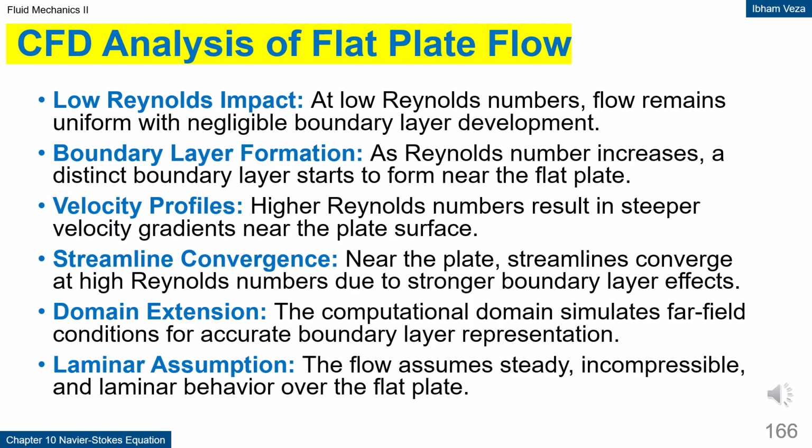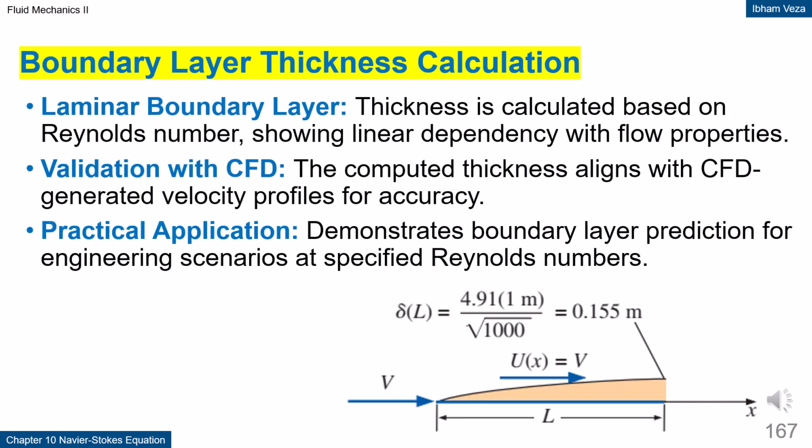CFD analysis of flat plate flow. At low Reynolds numbers, the flow remains nearly uniform and the boundary layer is not yet significantly developed. As the Reynolds number increases, a boundary layer begins to form and grow along the plate. The velocity profiles become steeper near the surface. The streamlines near the wall become more crowded, indicating strong viscous effects. The entire simulation assumes steady, incompressible, and laminar flow.